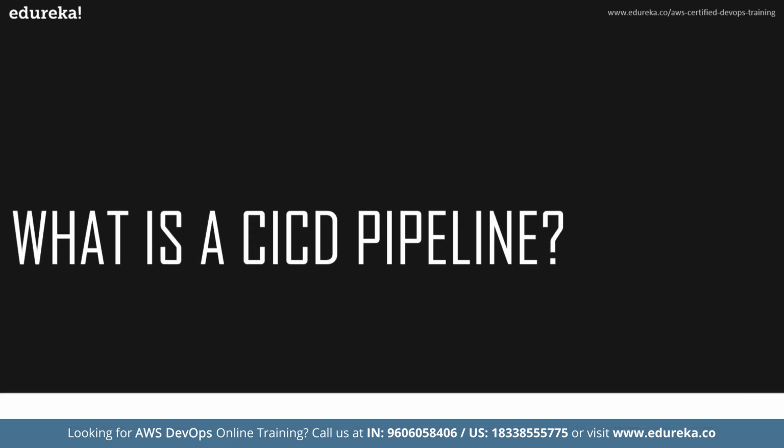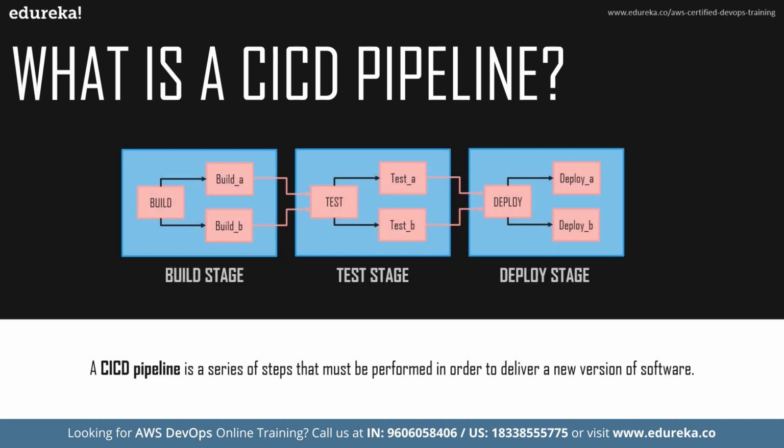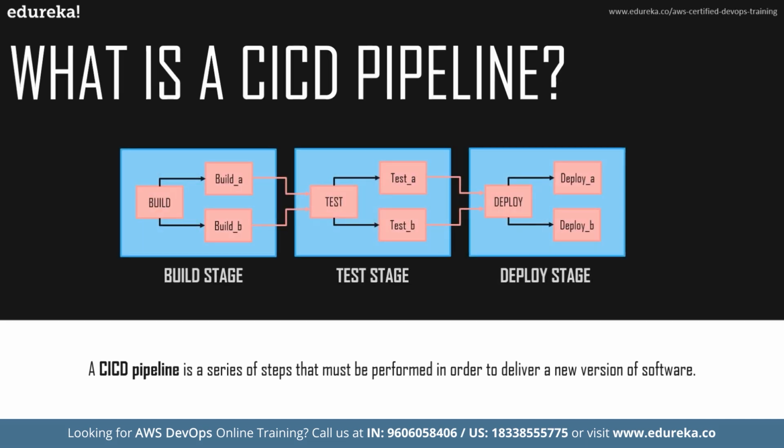Now, what is a pipeline or CI/CD pipeline? It's nothing but a series of steps that must be performed in order to deliver a new version of the software. At its bare bones, at its most basic, you have your build, test, and deploy stage. CI/CD basically stands for continuous integration and continuous deployment.